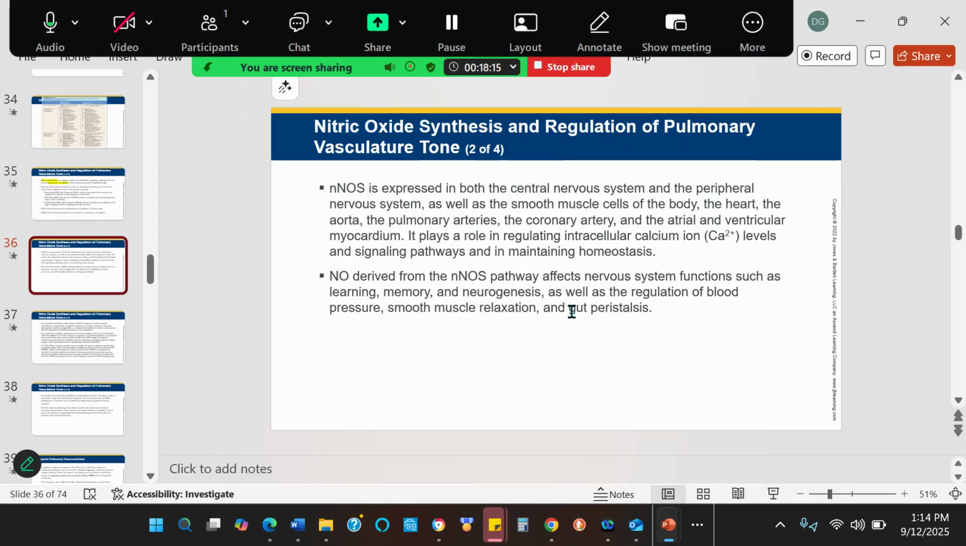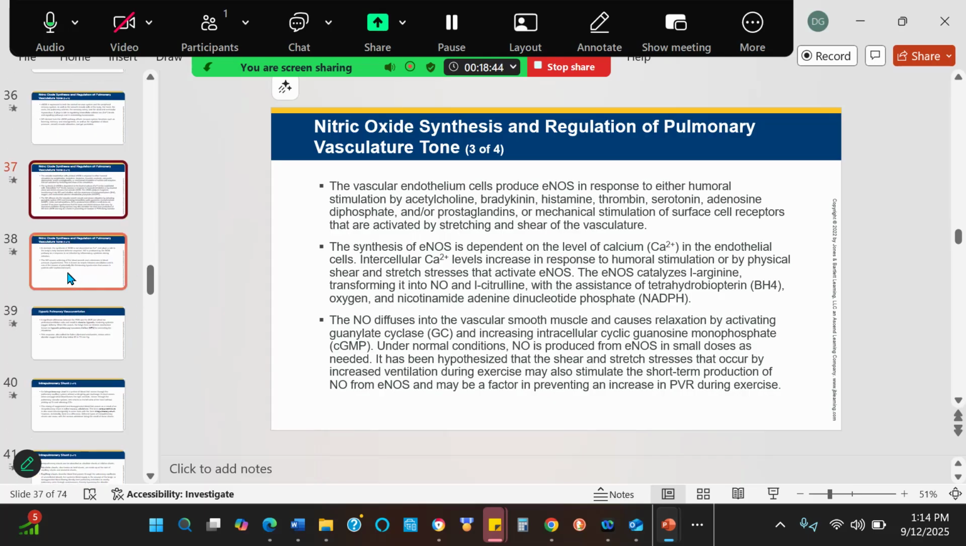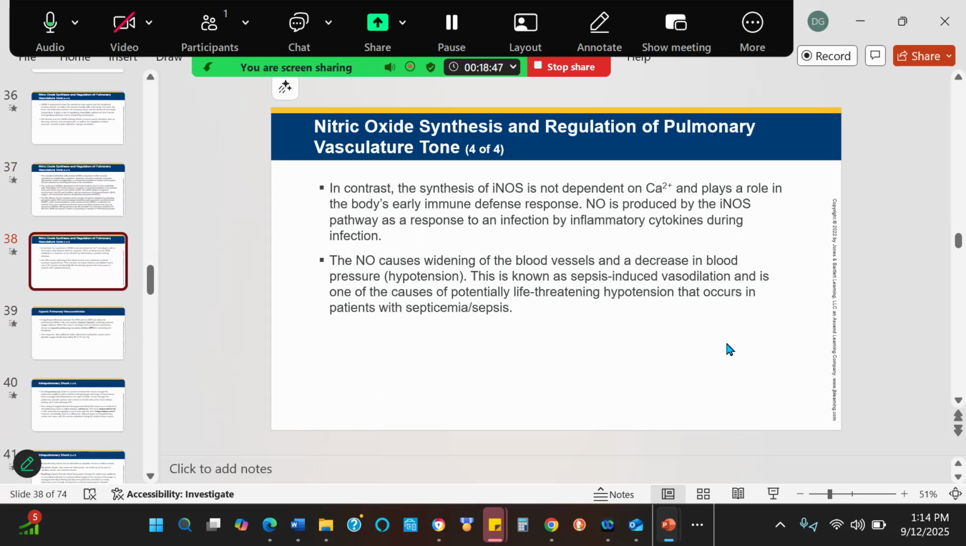Okay. Nitric oxide synthase is expressed in both the central nervous system and the peripheral nervous system. We make our own, but sometimes we need to administer an additional amount of nitric oxide. All right. That's all you really need to know about that. Vascular endothelium cells do produce nitric oxide, but sometimes not a sufficient amount for the patient's condition, so we simply administer it. I will tell you, it's one of the most expensive things in all of medicine, about $20,000 per tank. So, wow.